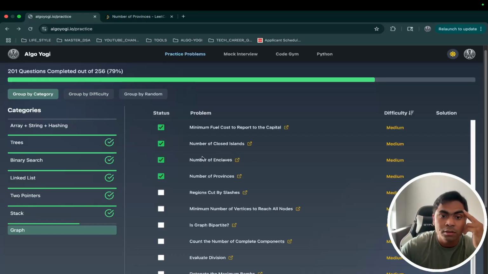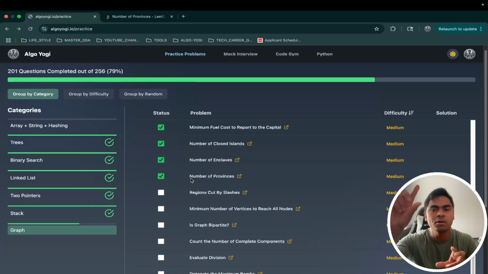So that was right here, and number of provinces is basically just simple connected components, and they just gave us the adjacency matrix. So that was the only difference, and we didn't need to create the adjacency list from the adjacency matrix, because you can of course just run over the range and then check if there is a 1 present at the intersection of two different nodes. That means they are connected.